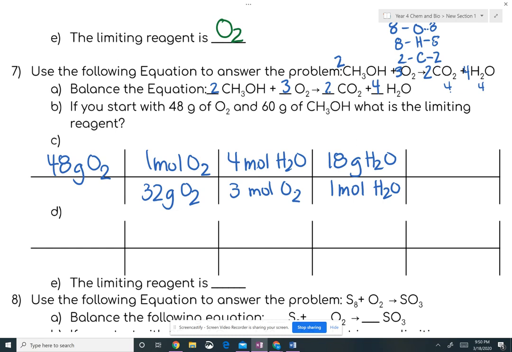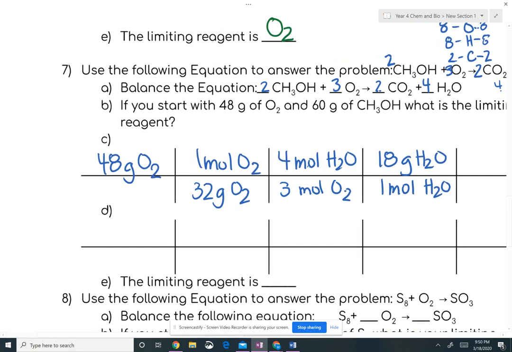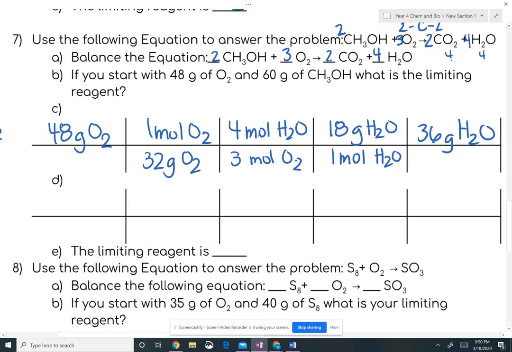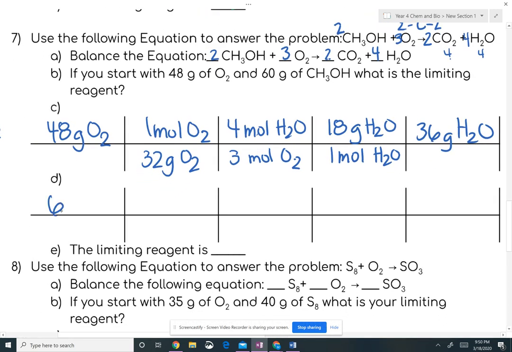So I'm going to go 48 times 4 times 18, right? And you guys should get 3456 divided by 32 times 3, which is 96. So 3456 divided by 96 should be 36 grams of H2O. So that is what you guys should get as your answer. Then we're going to do the same thing for 60 grams.